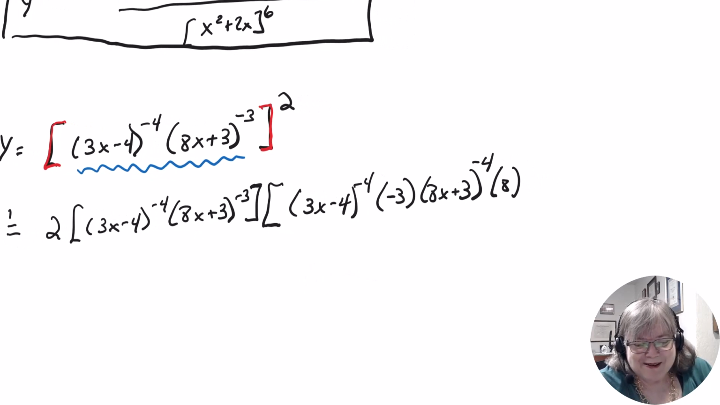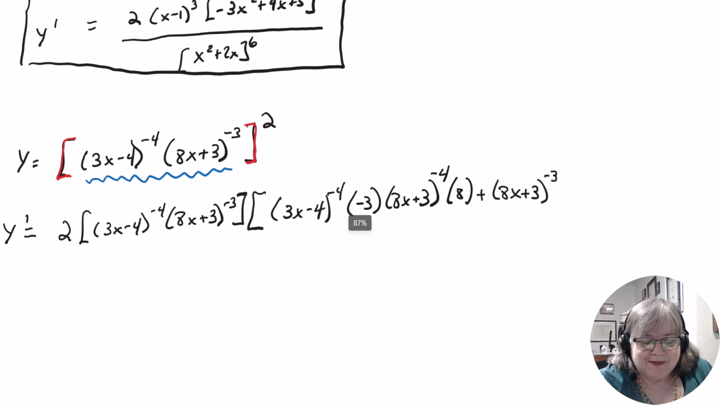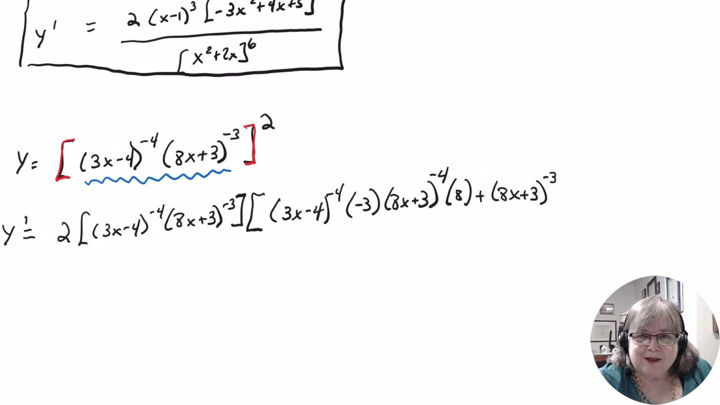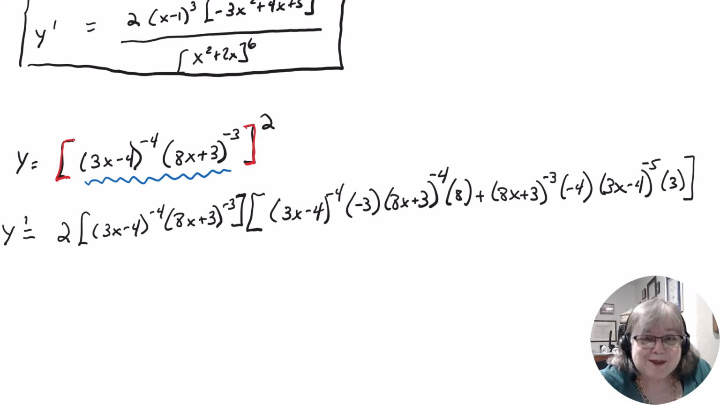Plus the second times the derivative of the first. So the first is that 3x minus 4 to the negative 4, which is a power rule. So you bring the power down, leave the inside alone, take 1 off the power, loop back in and take the derivative of the inside. Okay, you can do this.